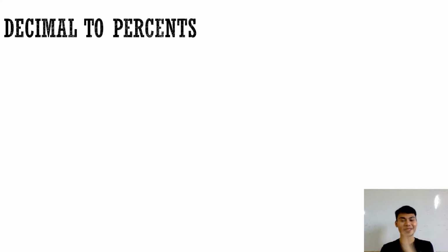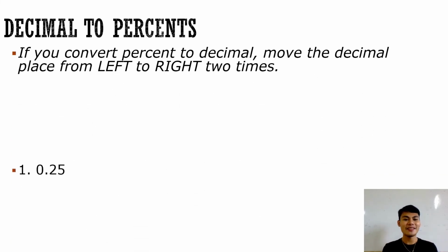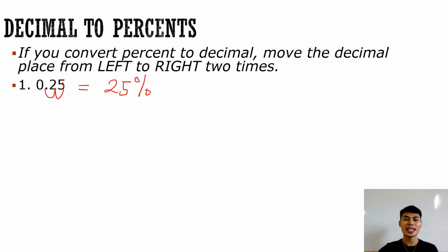Kanina kasi, from right to left. Ngayon, from left to right. Okay? So, let's have example here. 0.25. So, if i-percentage natin, we will move just 2 times. 1, 2. Ay, easy, sir. It's 25. At do not forget, it is already in percent. Okay? Here, 0.33. 1, 2.